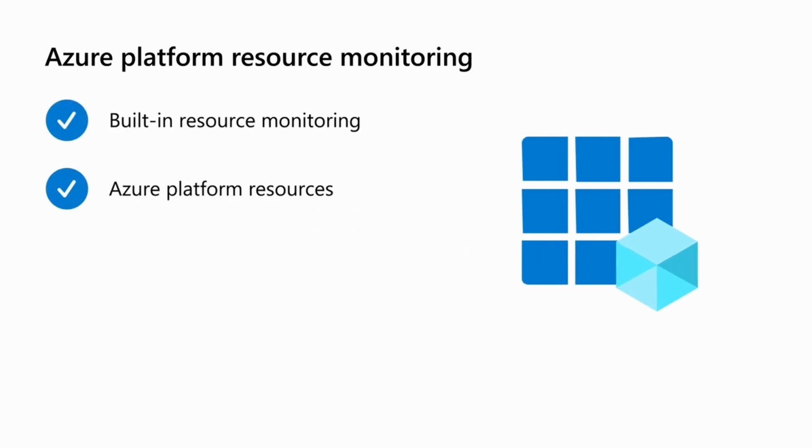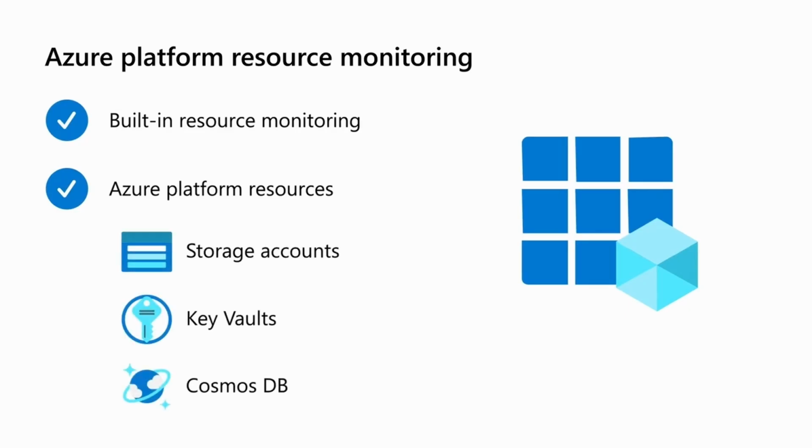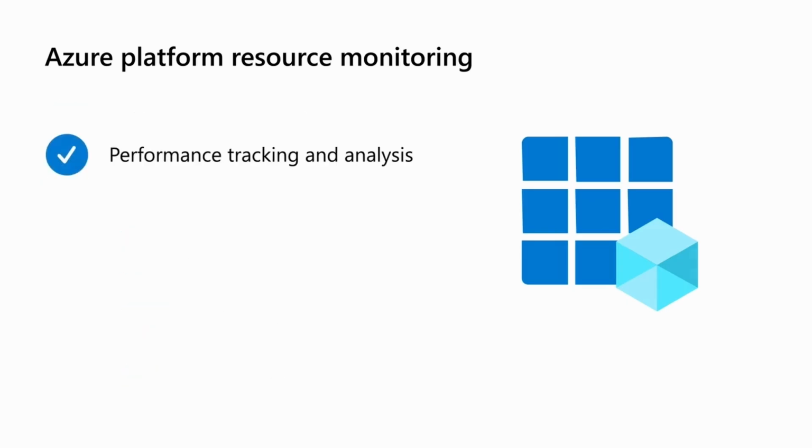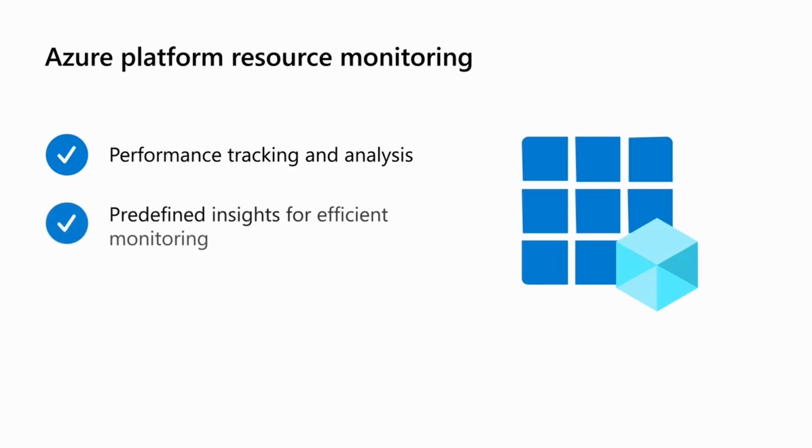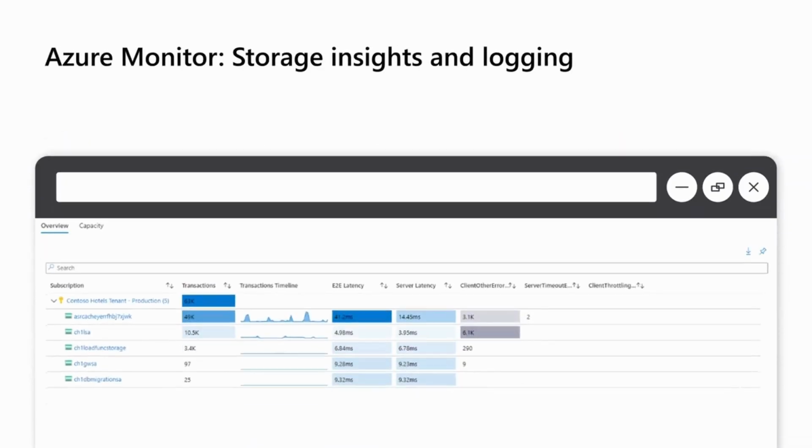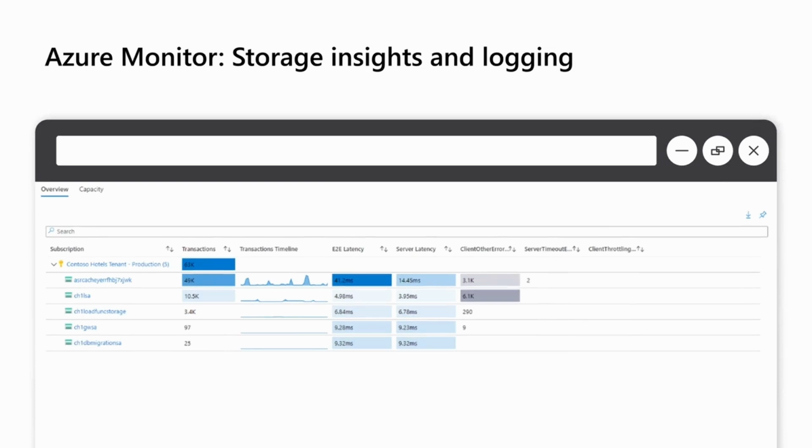Azure platform resources. Azure resources such as storage accounts, key vaults, and Cosmos DB are equipped with performance metrics and resource logs that you can view and analyze to track performance and availability. Further, several Azure resources have dedicated insights that offer predefined monitoring experiences across multiple subscriptions, resource groups, and resource types. For example, the Azure Monitor Storage Insight displays usage and latency for multiple storage accounts across 2 subscriptions.